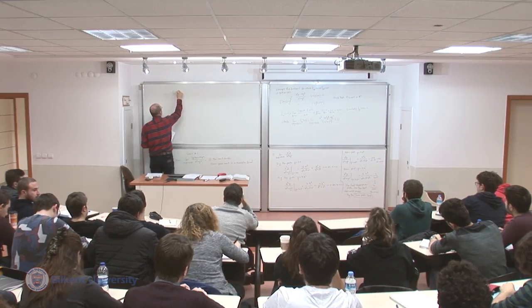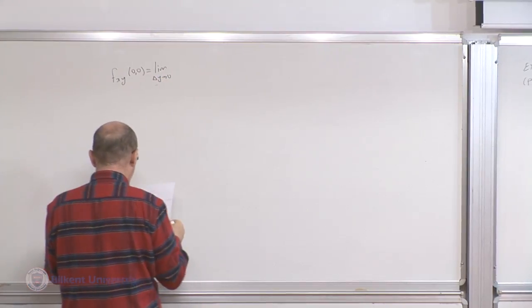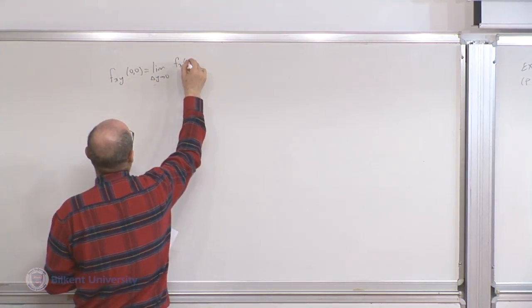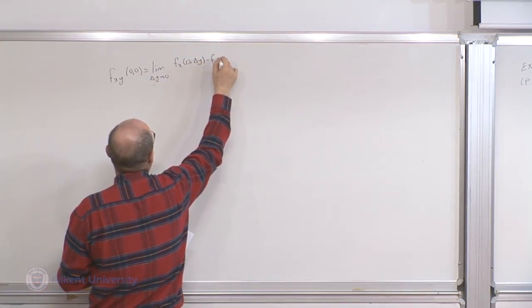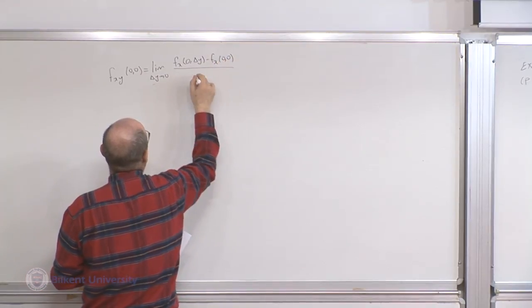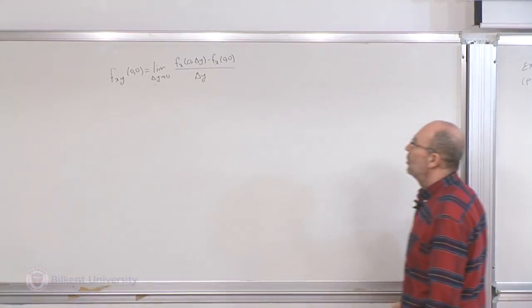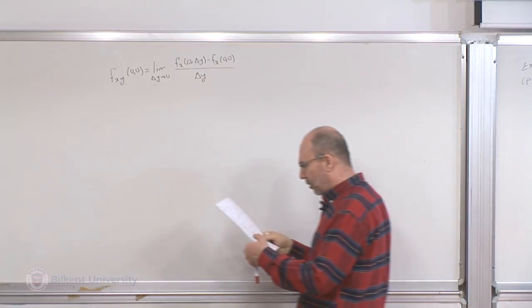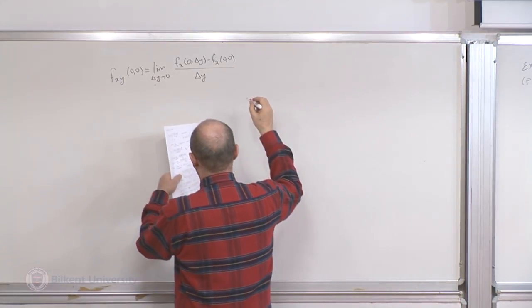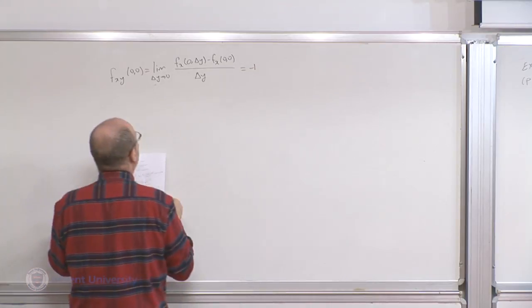fxy at 0, 0 is equal to the limit as delta y goes to 0 of fx at 0, delta y minus fx at 0, 0, divided by delta y. Here fx at 0, delta y will be calculated from here, and the other one will be calculated from there. So this thing turns out to be minus 1. I'm skipping the details now.